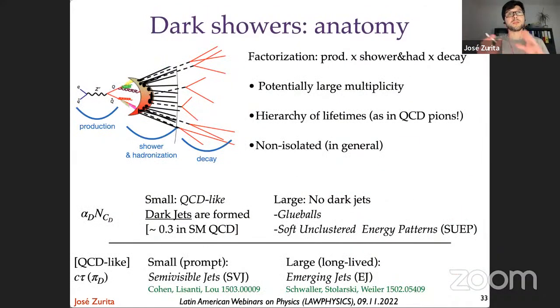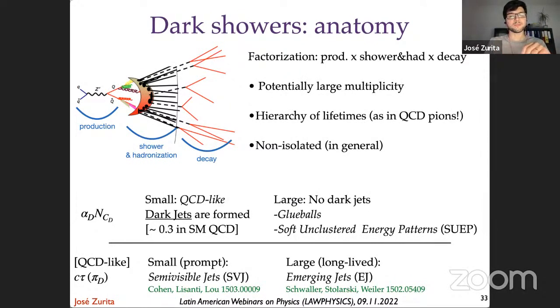Good. So then, in view of that, your dark shower can be characterized in the following way. You have a production mechanism, which is going to be a Feynman diagram. You have the shower and hadronization part, and then you have the decay. And the real variable that you should care about is the product of the fine structure constant of the strong sector times the number of colors. If this is small, like in QCD, you actually form jets, dark showers. Recall that this value is something like 0.3 in standard model QCD.